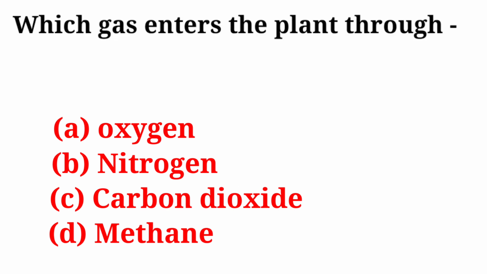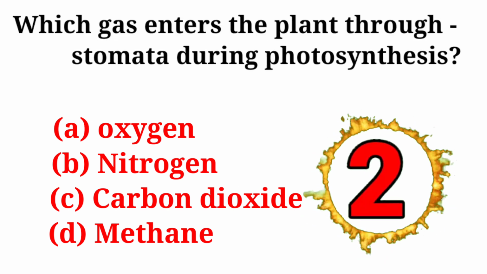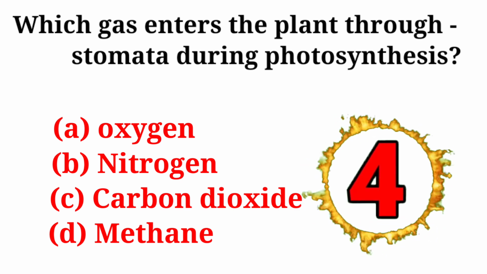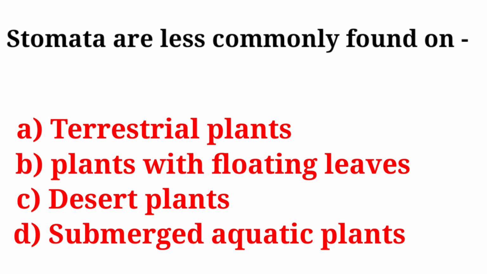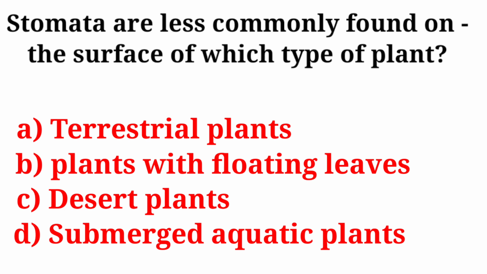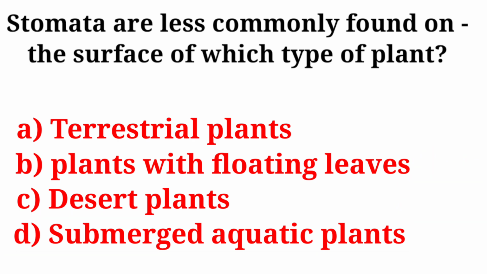Which gas enters the plant through stomata during photosynthesis? Correct option is carbon dioxide. Stomata are less commonly found on the surface of which type of plant? Correct option is submerged aquatic plants.